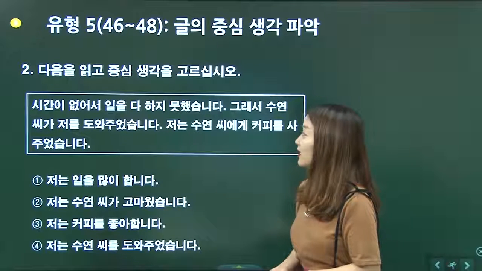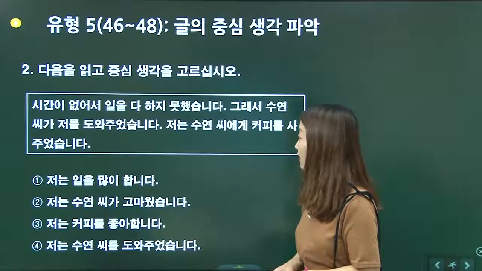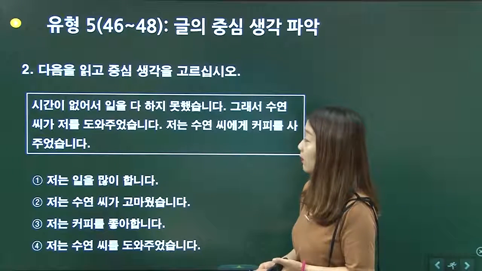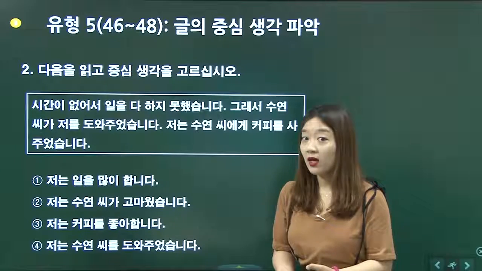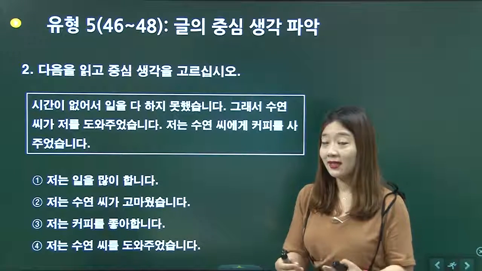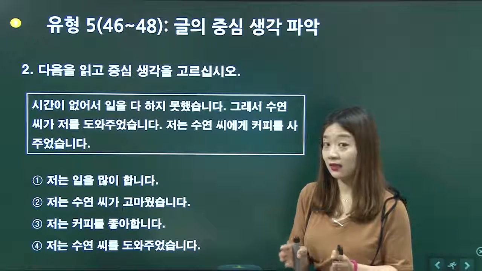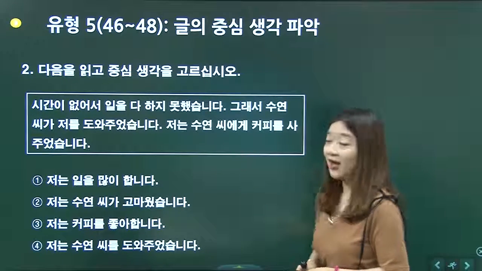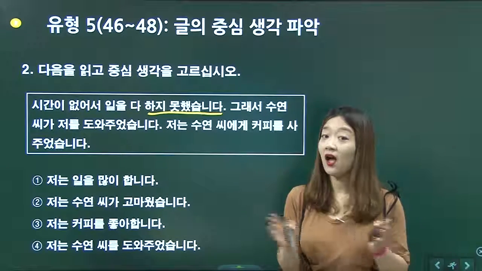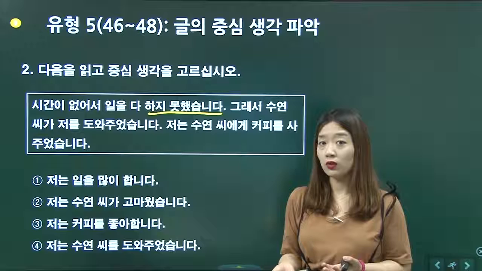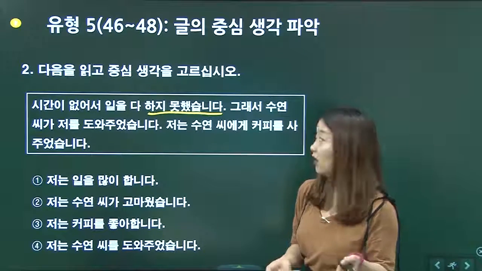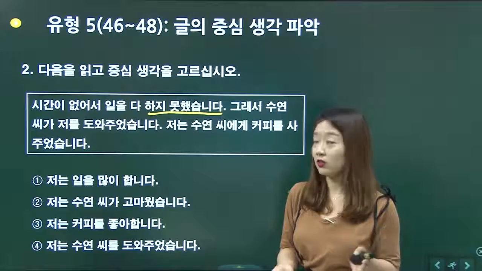Okay, here's the passage. 시간이 없어서 일을 다 하지 못했습니다. So we can find out there's no main person yet, but this is about I, right? If there is no subject, this is about me. In Korean, we can easily skip the subject in the sentence, okay? 시간이 없어서 일을 다 하지 못했습니다. What is the action? 다 하지 못했습니다. I couldn't do. So you have to have the question: what couldn't I do, right?